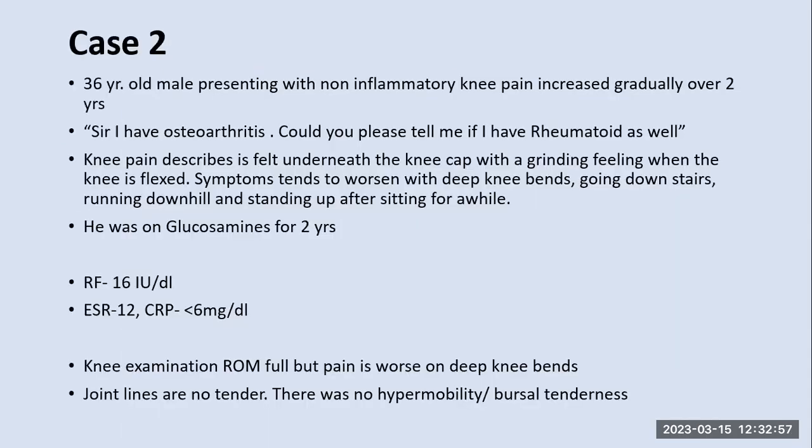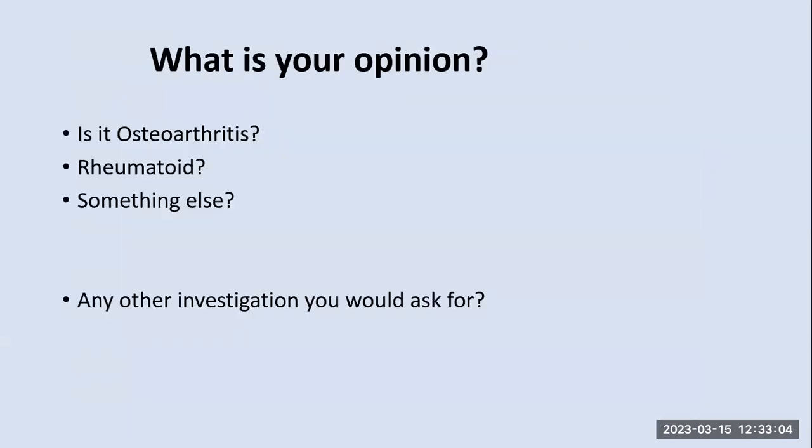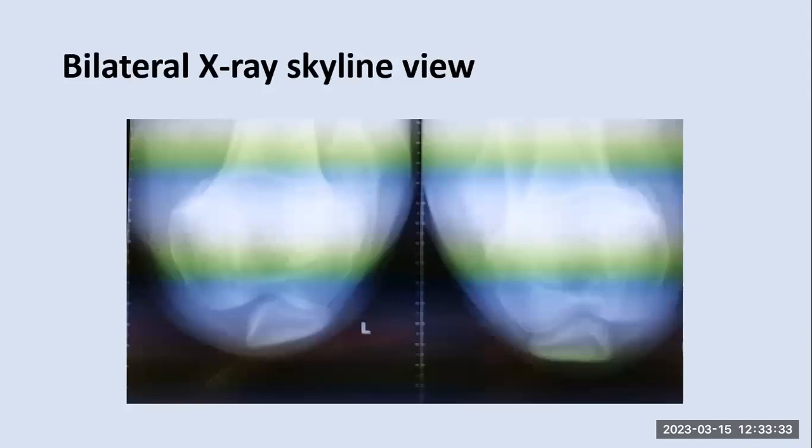Okay. So if we go back to the history, the description of the pain, what is it? Knee pain felt underneath the kneecap. So do you want any other investigation, rather than just X-ray and rheumatoid factor? Any other X-ray views that you would look at? Yes, somebody said ultrasound or CT, would it be useful? So this is his skyline X-ray. What has happened here? Obviously the patella maltracks here. It has gone to the lateral side and it's touching the lateral condyle.